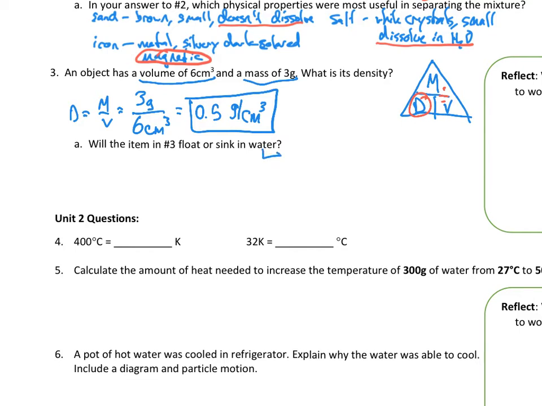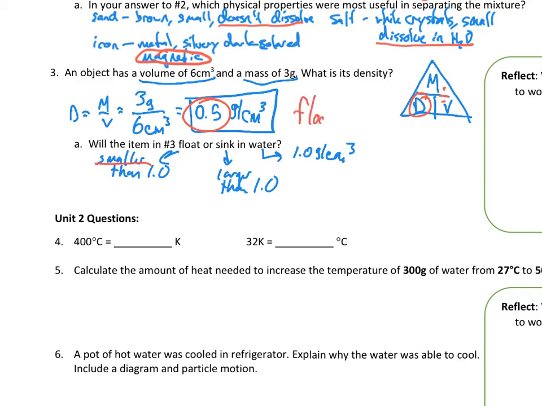Now, will the item float or sink in water? Well, we had to remember that water has a density of 1.0 grams per centimeter cubed, and that if something is going to float, it is smaller than 1.0, and if it's going to sink, it is larger than 1.0. So our density of 0.5 is smaller, so this thing is going to float in water.